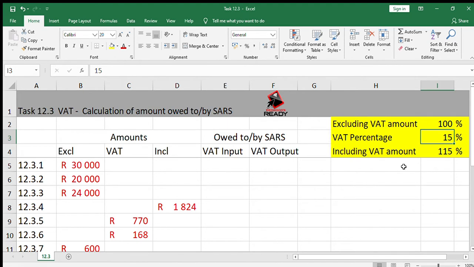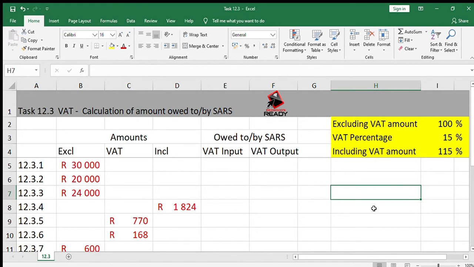In task 12.3.1, 12.3.1 has been done for you. However, I would like you guys to just remove those figures in your workbook and recalculate them, because obviously they were calculated on 14% and we are now going to work with them on 15%.